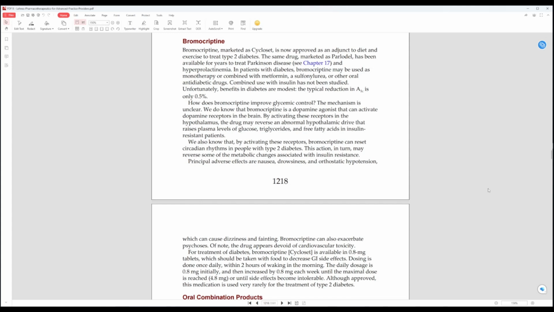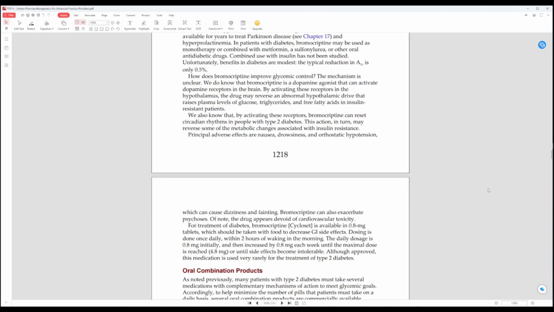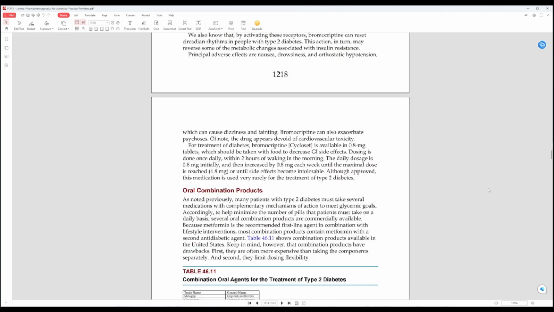We also know that by activating these receptors, bromocriptine can reset circadian rhythms in people with type 2 diabetes. This action, in turn, may reverse some of the metabolic changes associated with insulin resistance. Principal adverse effects are nausea, drowsiness, and orthostatic hypotension, which can cause dizziness and fainting. Bromocriptine can also exacerbate psychosis. Of note, the drug appears devoid of cardiovascular toxicity.